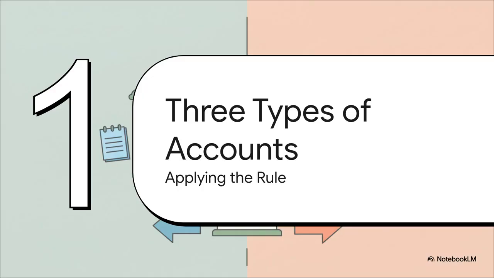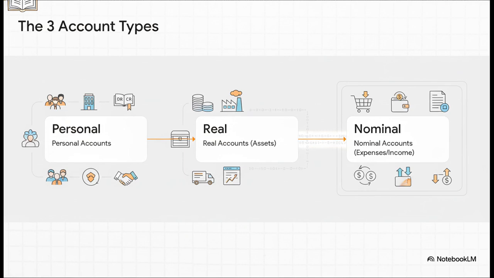Okay, so now that we have that golden rule, we just need one more piece of the puzzle to make it all work. Before we can apply the rule, we have to know what kind of account we're looking at. Because every single transaction you'll ever see involves accounts that fit neatly into one of just three categories. And here are those three categories.